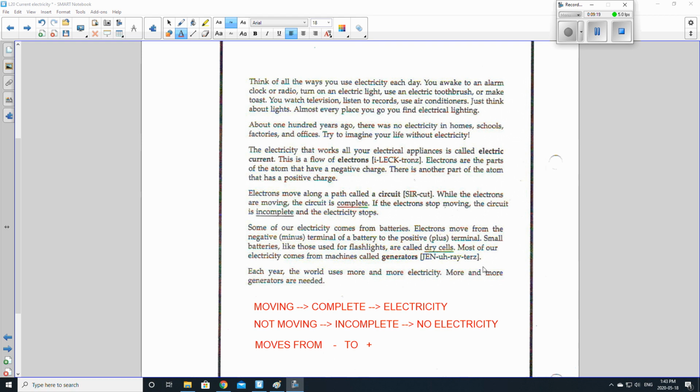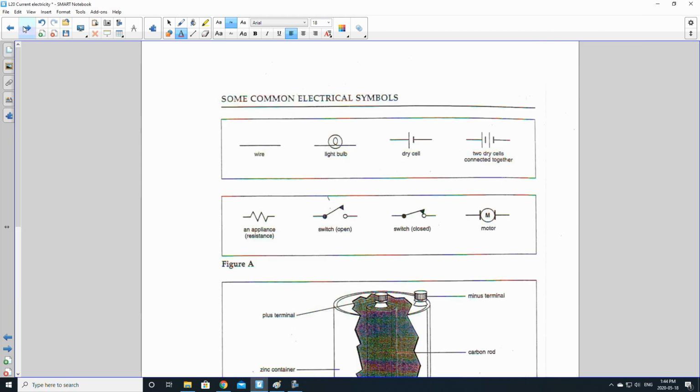If you think of a nuclear generator, they boil water by heating it up using nuclear materials, and then the water heats up and turns some turbines, and by turning those turbines, it generates electricity. Each year the world uses more and more electricity. More and more generators are needed. We can use batteries for smaller devices like our phones, and then we can recharge them. But ultimately, we need generators to generate a lot of electricity.